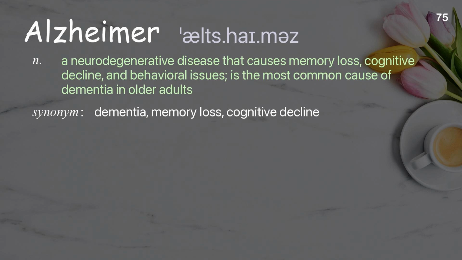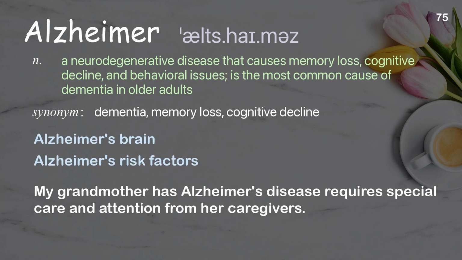Alzheimer. A neurodegenerative disease that causes memory loss, cognitive decline, and behavioral issues, and is the most common cause of dementia in older adults. Examples: Alzheimer's brain. Alzheimer's risk factors. My grandmother has Alzheimer's disease and requires special care and attention from her caregivers.